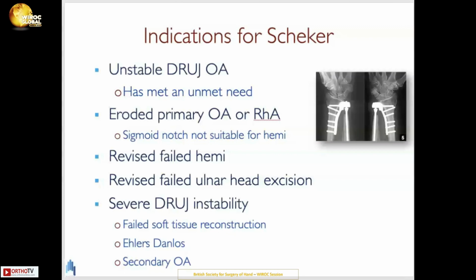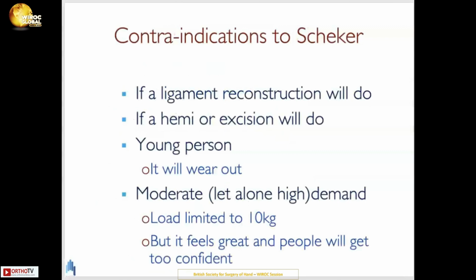And there are other indications as well. There are contraindications. Of course, if you do other things, for example, an unstable ulnar head without arthritis, we'll think about ligament reconstruction. A hemiarthroplasty is perfectly adequate for a stable osteoarthritic DRUJ. Keep the Scheker for backup.